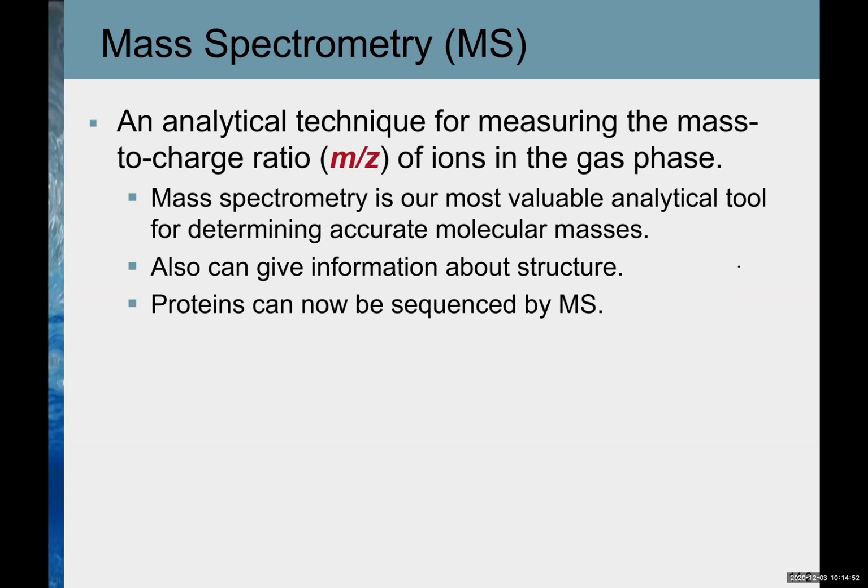As I discussed earlier, mass spectroscopy is a technique which measures the mass to charge ratio of ions. But the charge is always plus one, so therefore the mass to charge ratio is technically equal to mass. So that's how we calculate the mass. Not only does it give the value of mass, but it can also be used to determine the sequencing of proteins.